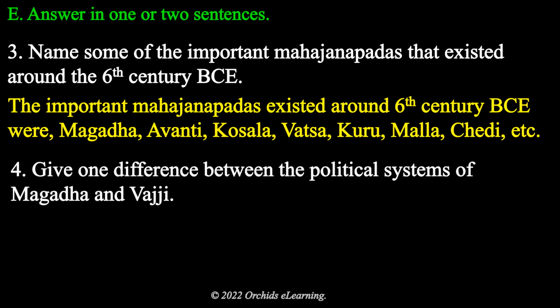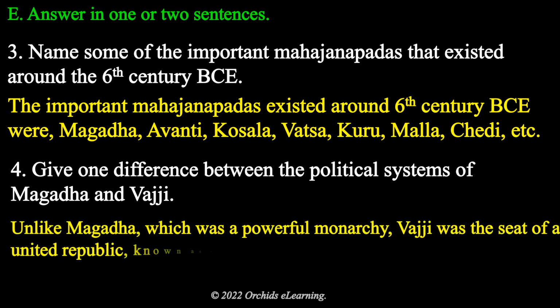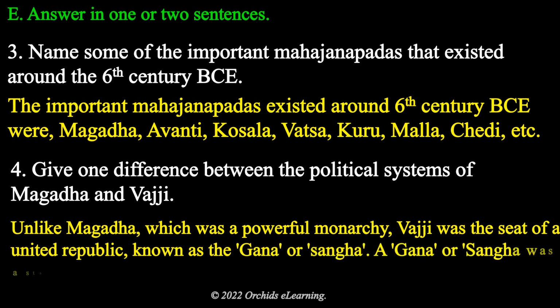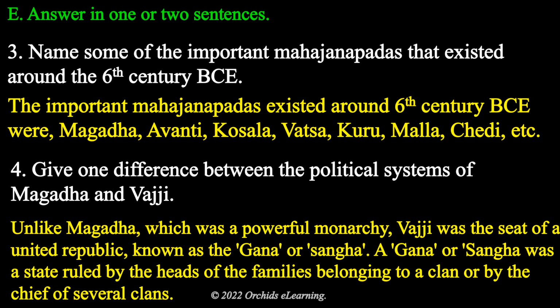Give one difference between the political systems of Magdha and Vajji. Unlike Magdha, which was a powerful monarchy, Vajji was the seat of a united republic, known as the Gana or Sangh. A Gana or Sangh was a state ruled by the heads of the families belonging to a clan or by the chief of several clans.